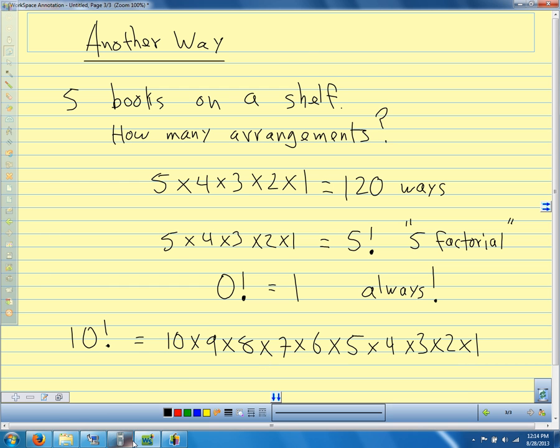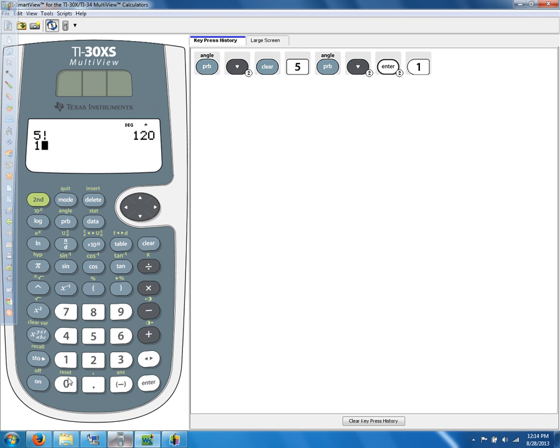Let's calculate 10 factorial on the calculator. That would take a long time to do by hand. 10 factorial is 3,628,800. So if I had 10 books that I was putting on a shelf, I would have over 3.5 million ways that I could arrange them on my shelf. That's a lot of arrangements.